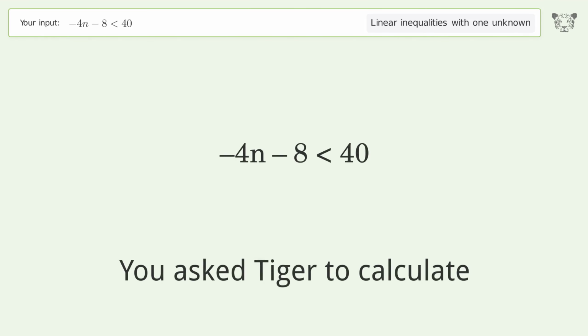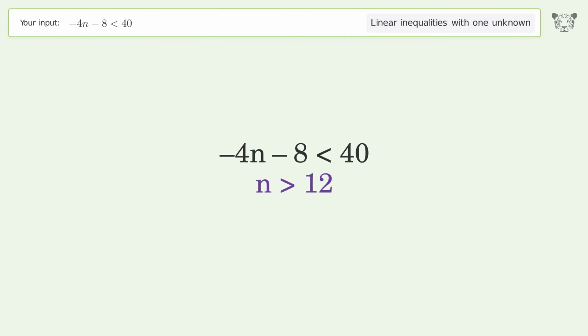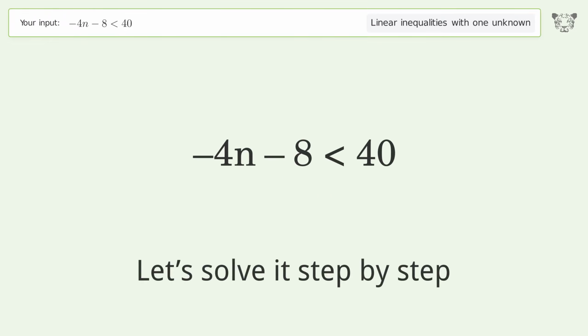You ask Tiger to calculate. This deals with linear inequalities with one unknown. The final result is n greater than -12. Let's solve it step by step.